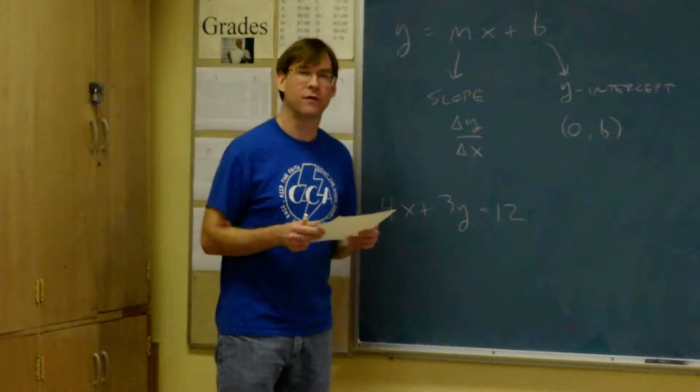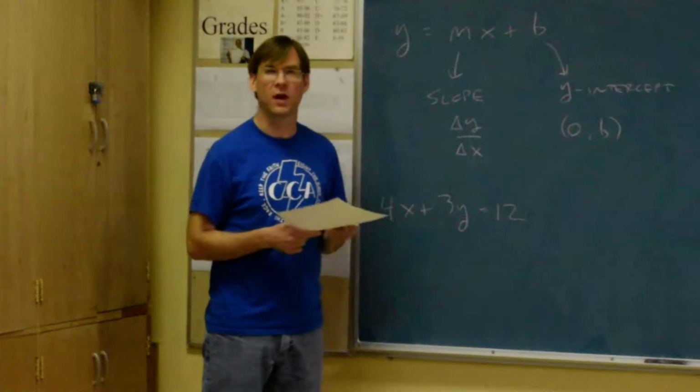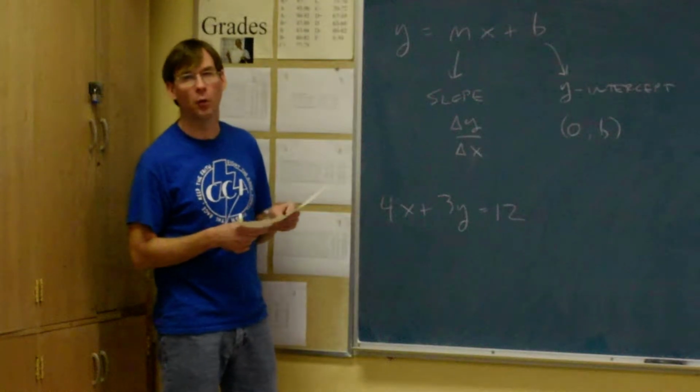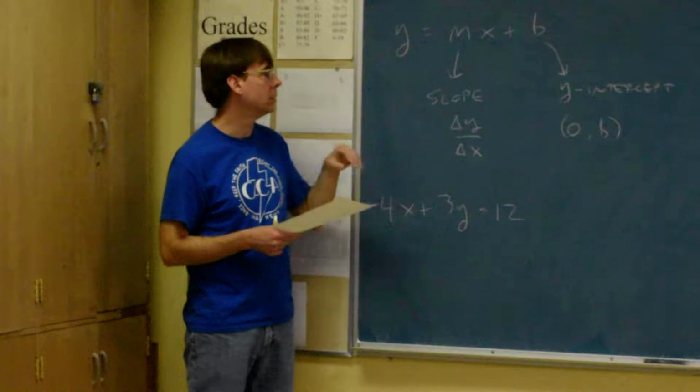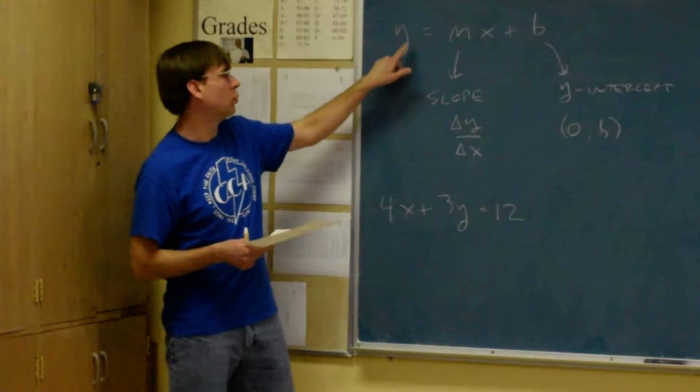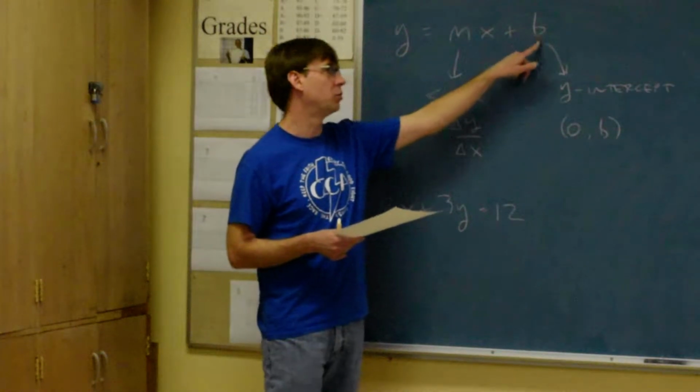Algebra 1, we're at 9.5, learning what's probably the most famous equation from Algebra 1, which is a thing called Slope-Intercept Form of a linear equation. The equation for this is y equals mx plus b.